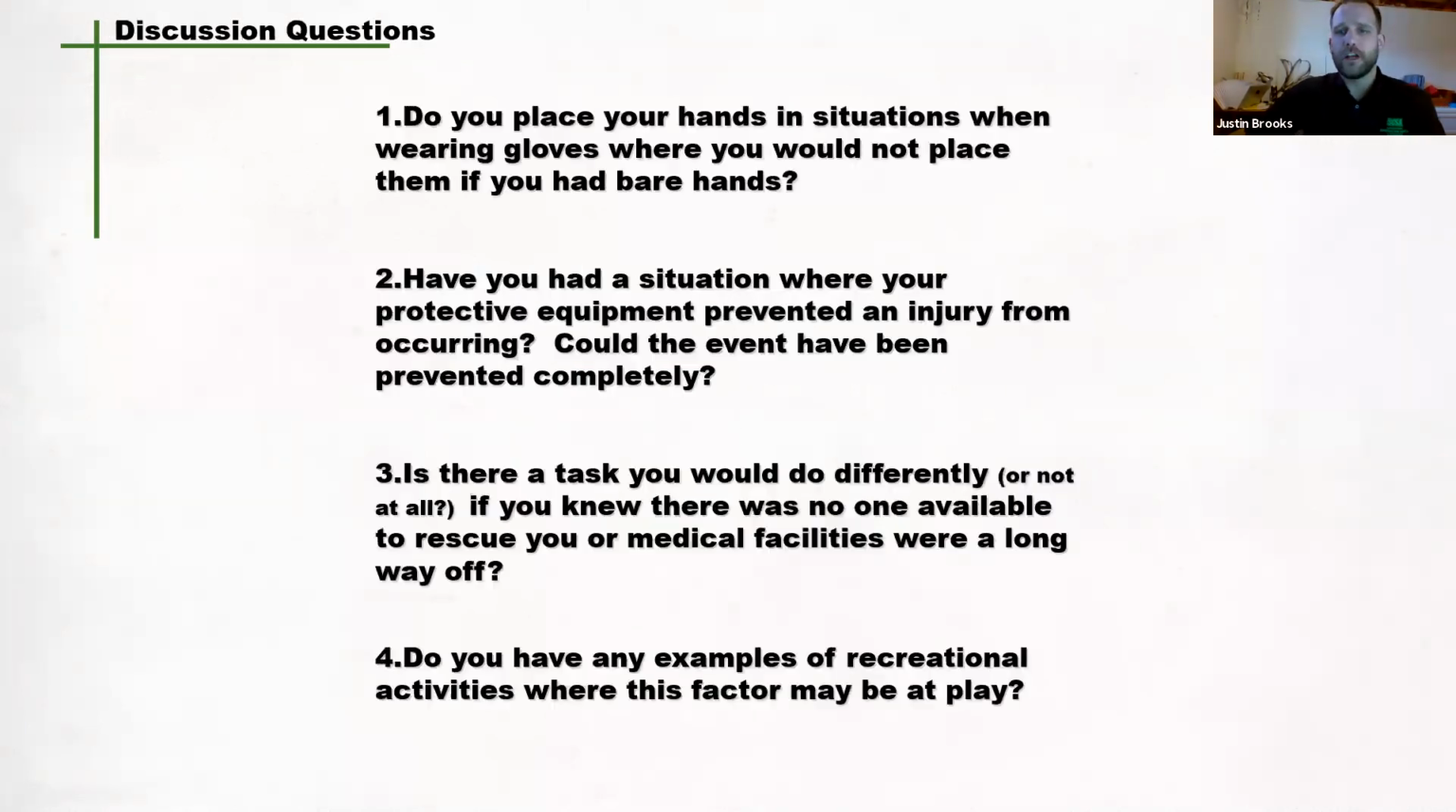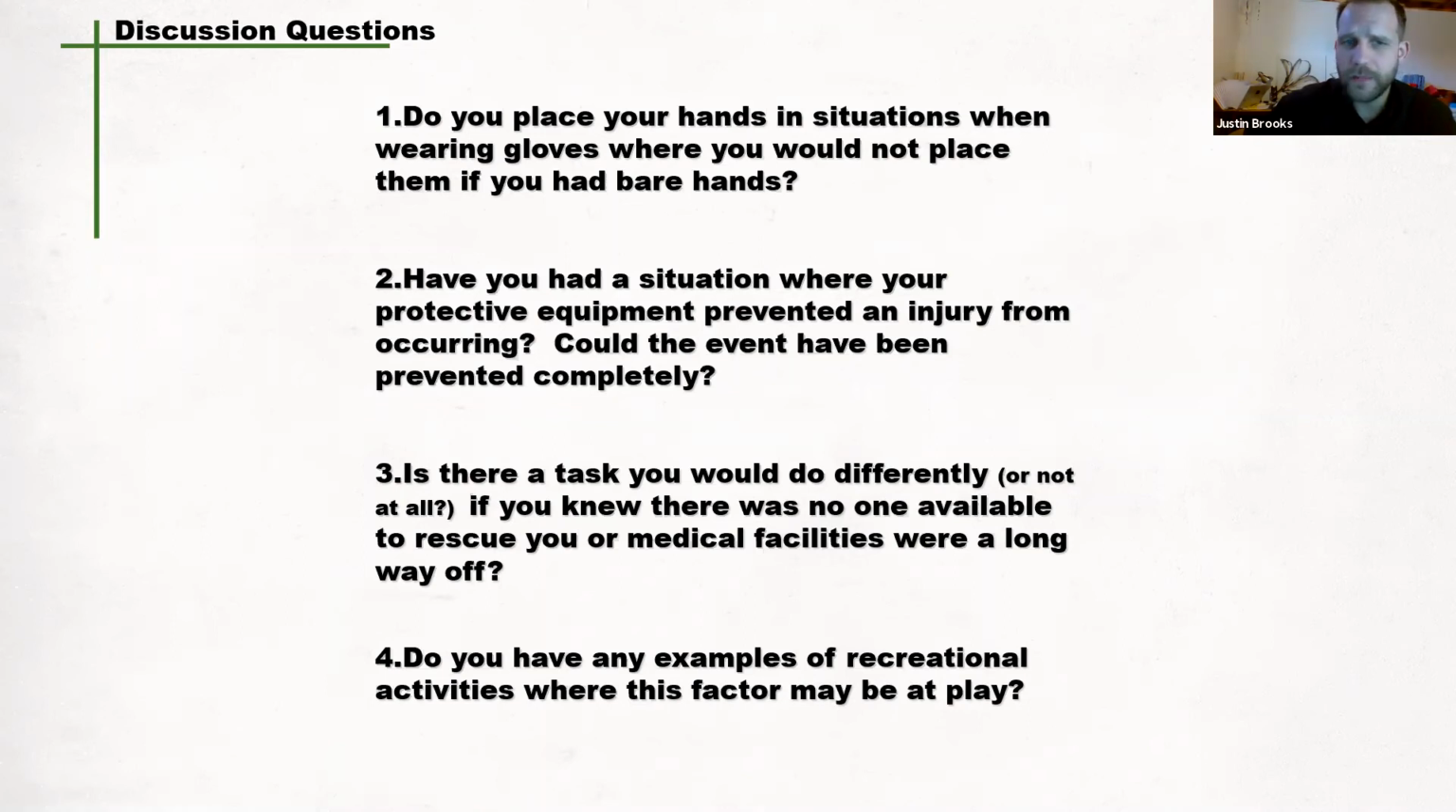So our discussion questions on this topic are: number one, do you place your hands in situations when wearing gloves where you would not place them if you had bare hands? Number two, have you ever had a situation where your personal protective equipment prevented an injury from occurring? Could the event have been prevented completely?